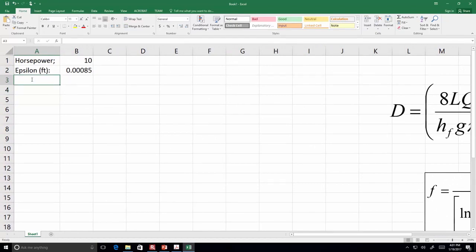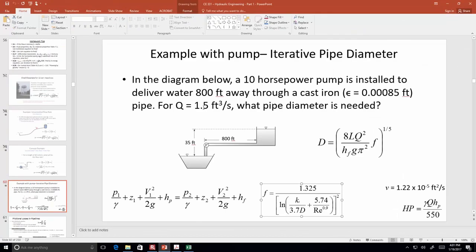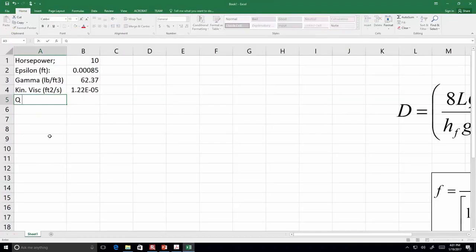Okay, the unit weight, gamma, in terms of pounds per cubic foot, the typical unit weight for water, 62.37 pounds per cubic foot. And the kinematic viscosity in feet squared per second was given as 1.22 times 10 to the minus fifth. The flow rate is 1.5 cubic feet per second.